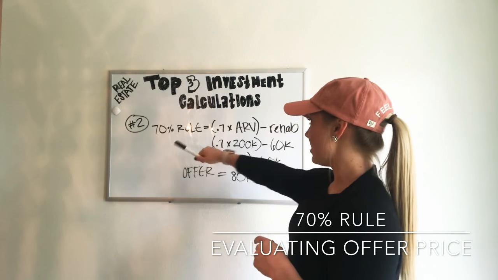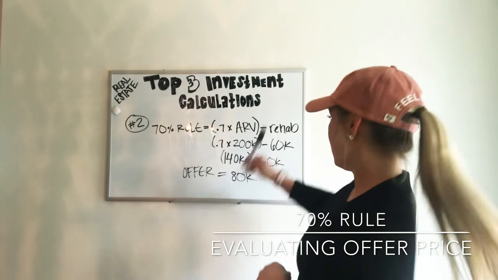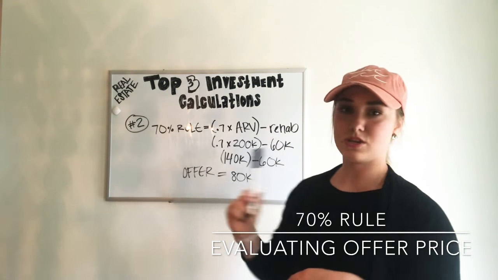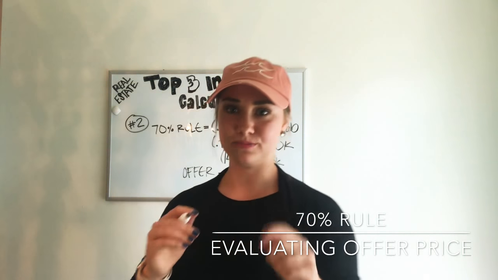So, what is it? 70% rule. You take 0.7, multiply by the ARV, and you subtract your rehab, boom, you get your offer price. Try to stay as close to that price as possible.